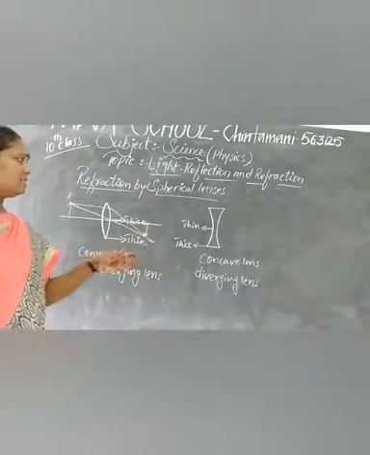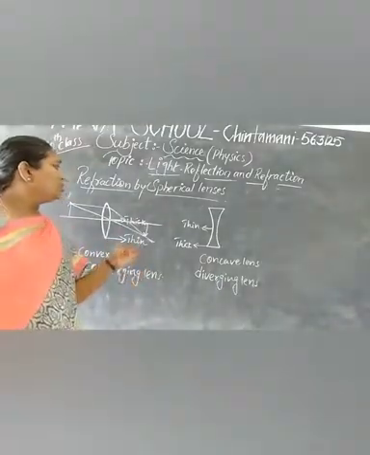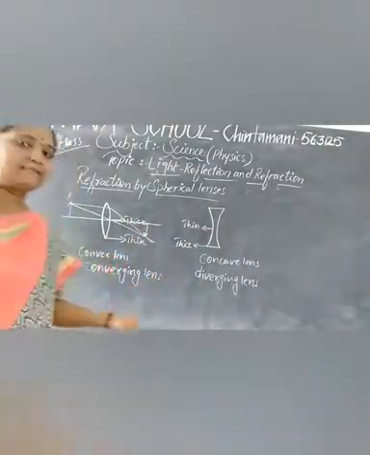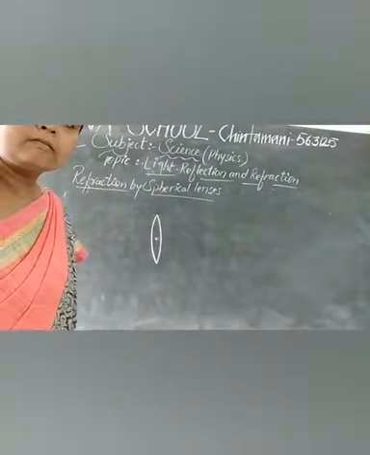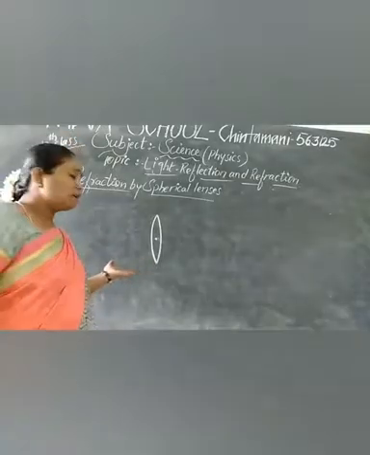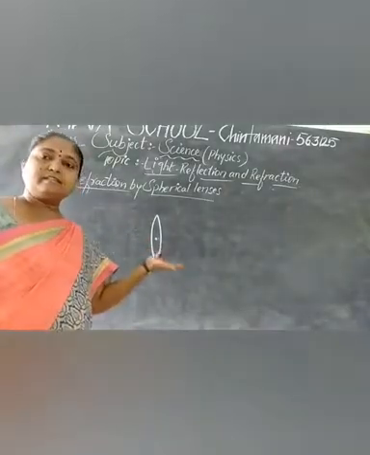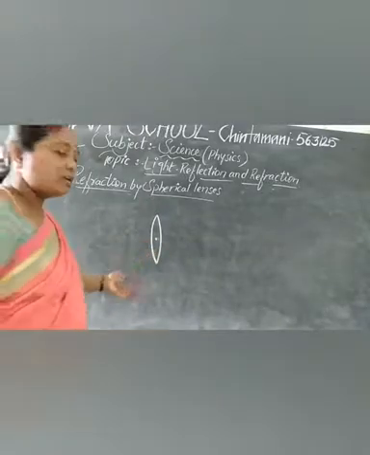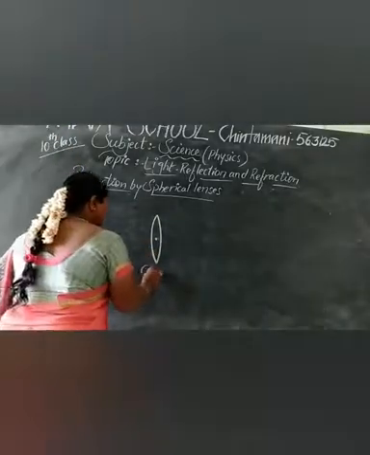Okay, next let me see how to denote the lines on these lenses. Okay, now let me see which type of lens this is, children? This is the concave convex lens.